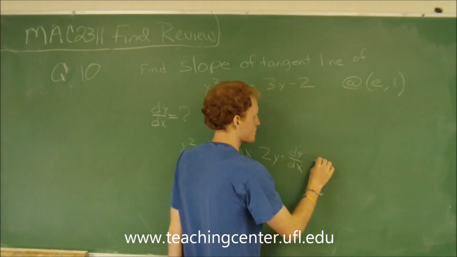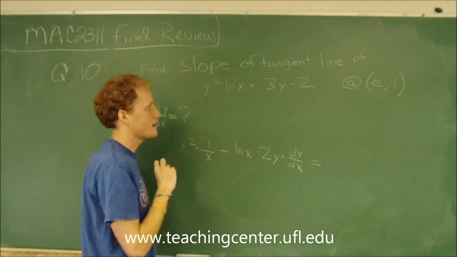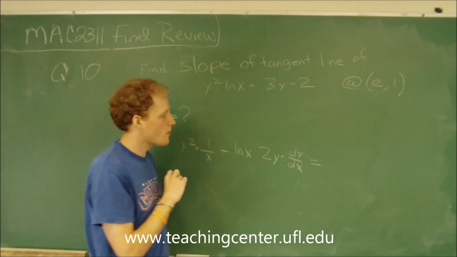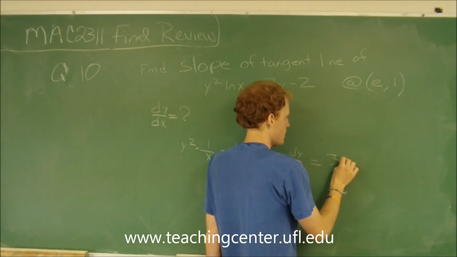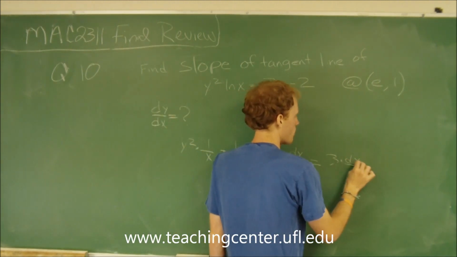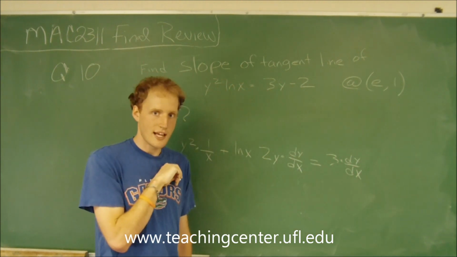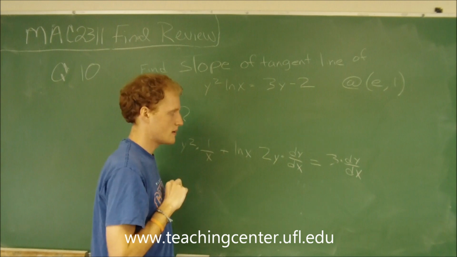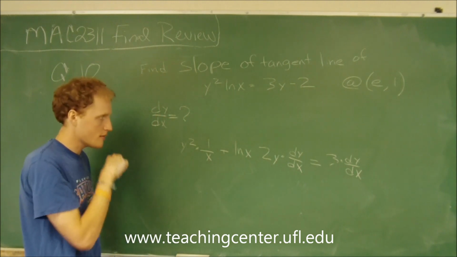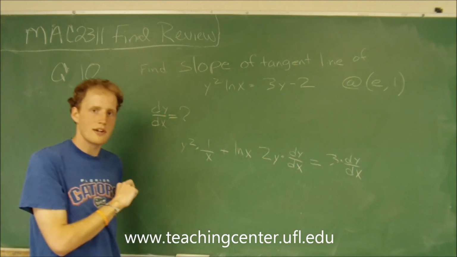Then this would equal the derivative from this side. The derivative of 3y is 3 times dy over dx. Then the derivative of negative 2 is 0. So now we have the full derivative.